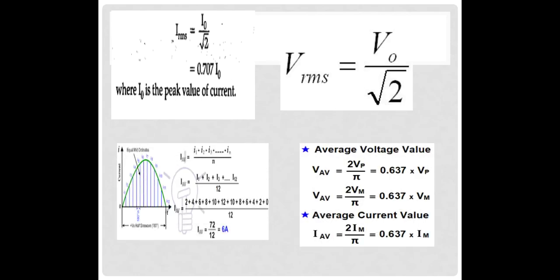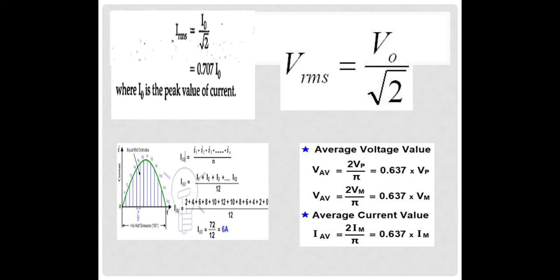So here RMS value is generally in AC, it is given by I0 by root 2, and in terms of voltage, V0 by root 2. So here the average value, the analytical method of calculating average value, is that we are splitting the waveform into several parts. In this particular diagram we are splitting the waveform into 12 equal parts and just taking the mean of it. That is known as average value.